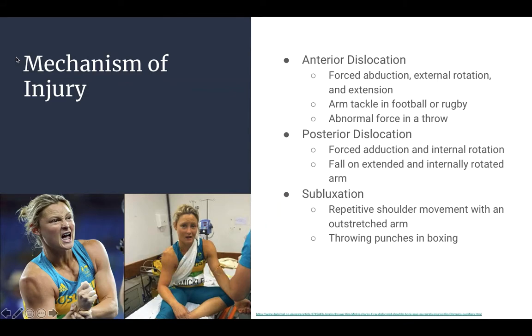For posterior dislocation, the mechanism is forced adduction and internal rotation, so pretty much the opposite of an anterior dislocation. And this can be caused by falling on an extended arm or falling on an extended and internally rotated arm. The mechanism for subluxation is repetitive arm movement with an outstretched arm, such as throwing punches in boxing.